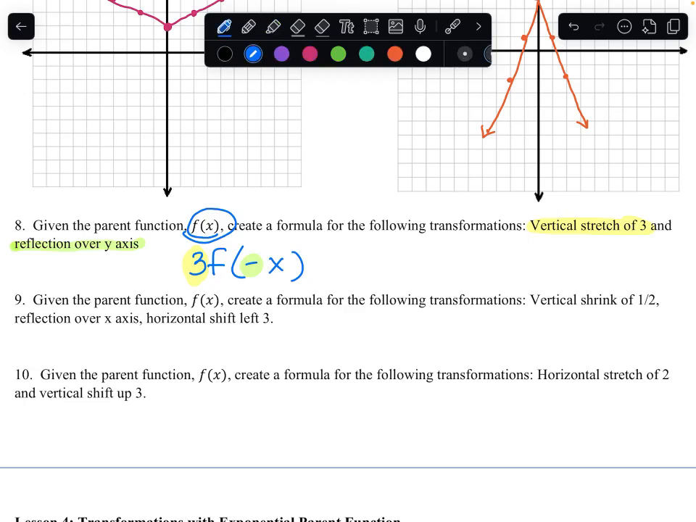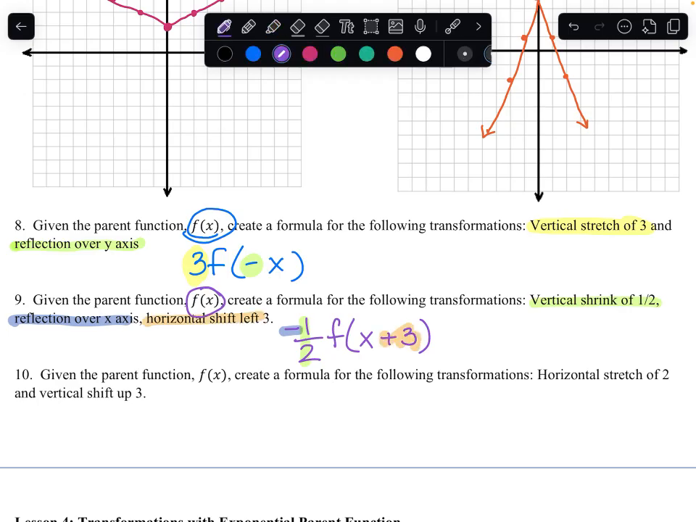Okay, let's try number 9. Parent function, f of x. So again, we're working with a general function. Using a vertical shrink of 1/2, so that's on the outside. A reflection over the x-axis, so it's going to make that a negative 1/2. And then a horizontal shift left 3. So that means, because usually that would be negative 3, but we want to do the opposite for our equation. And so just in case you need the color coding, vertical shrink of 1/2 is this piece, the reflection over the x-axis is the negative, and the horizontal shift left 3.